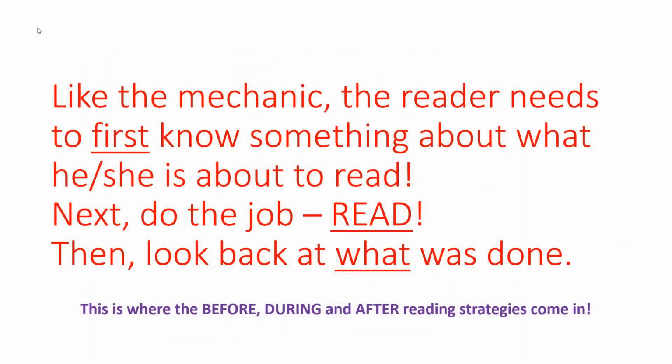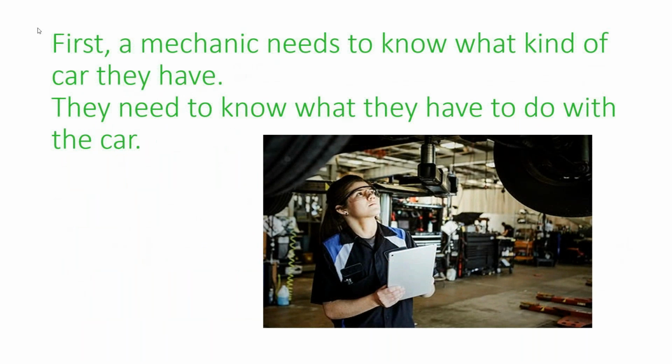We're going to use that when we're thinking about what we're doing in comprehension. Like the mechanic, the reader needs to first know something about what he or she is about to read. Then the reader needs to do the job, read, and then look back at what was done when they are finished reading. So this is where the before, during, and after reading strategies come in. Going back to that mechanic, first a mechanic needs to know what kind of car they have and what they have to do with the car.